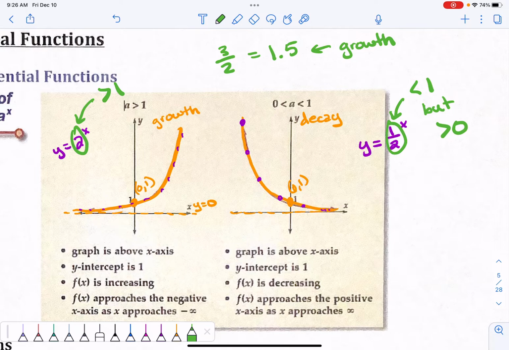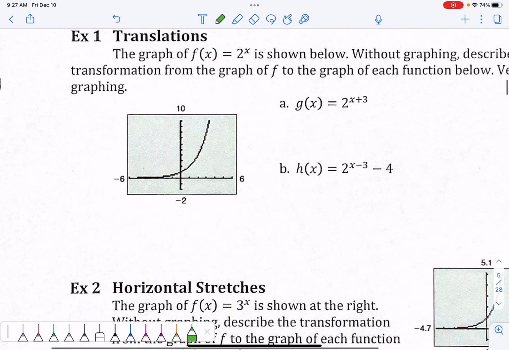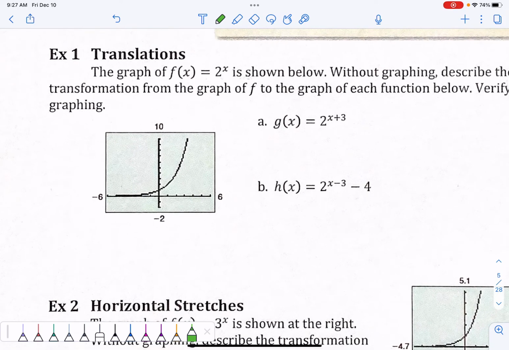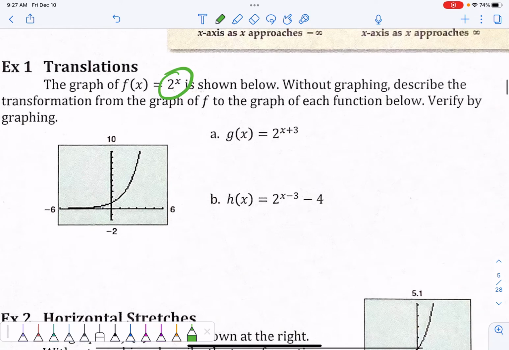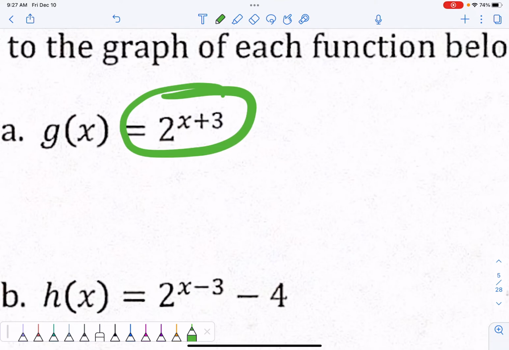So the two graphs of each of those: one's a growth, one's a decay for exponential functions. The first couple examples that we're going to do is translating these things, okay? So we have the graph of 2 to the x power. So these are things that are doubling each time. And we need to look at what is happening when we, let's say, add the 3 up in the exponent with the x, okay?